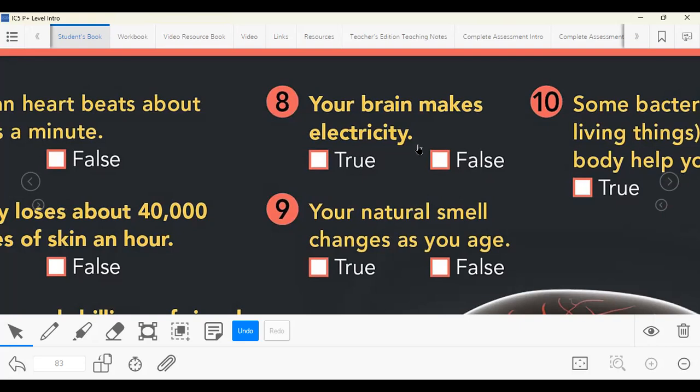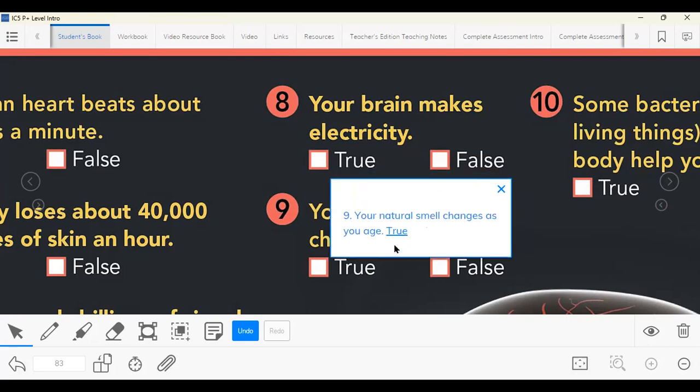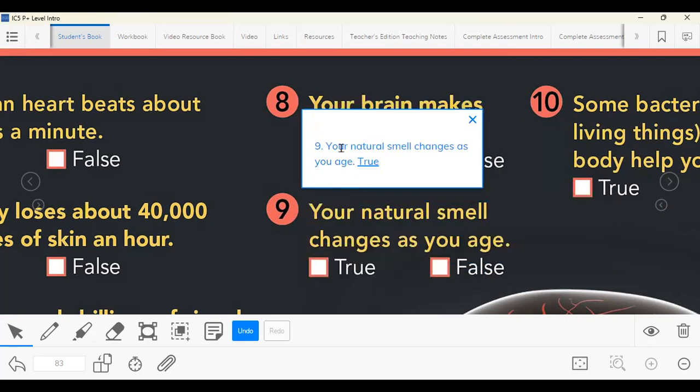With the COVID, it's false. It's true. Do you think it's with the COVID? After the COVID, it's true. It changes. Ah, really? I didn't know that. Okay, more information. And Mr. Gomez, what do you think? True or false? I think it's true. The smell changes with your age. Yes, I have heard this before. Your natural smell changes as you age, so it's true.